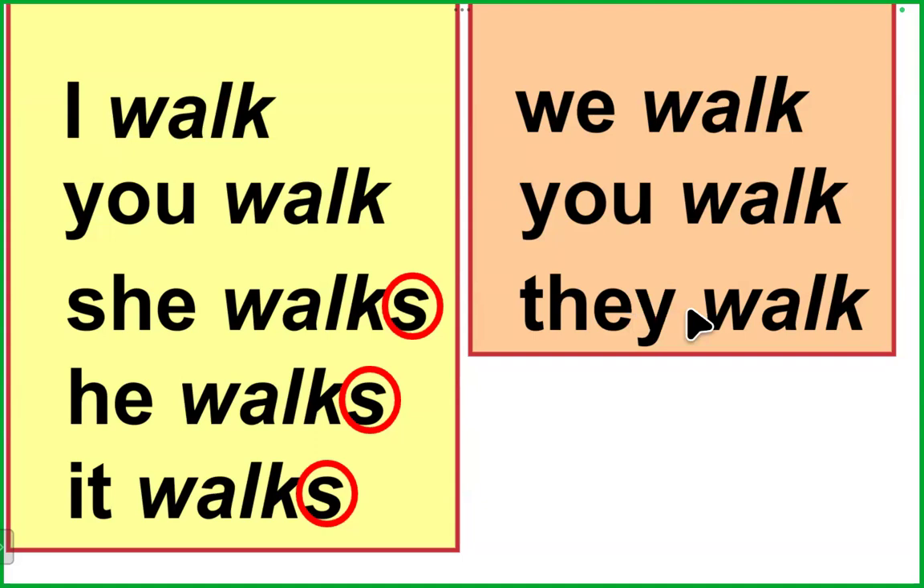You see it? What is the difference? Yes, the difference is here in the third person. She, he, and it. As you can see, we have the letter S at the end of the verb. She walks, he walks, and it walks. You see?